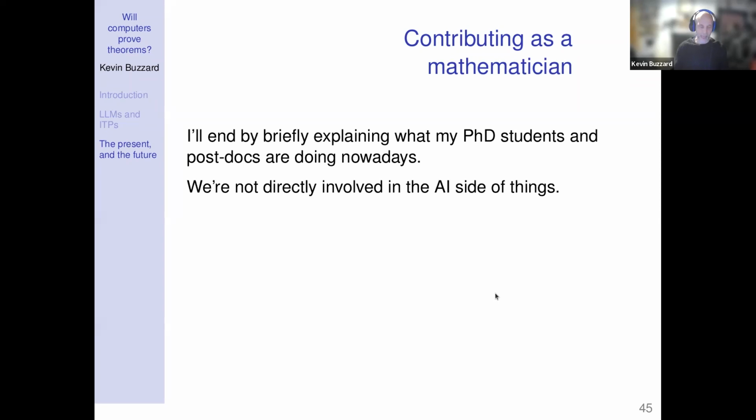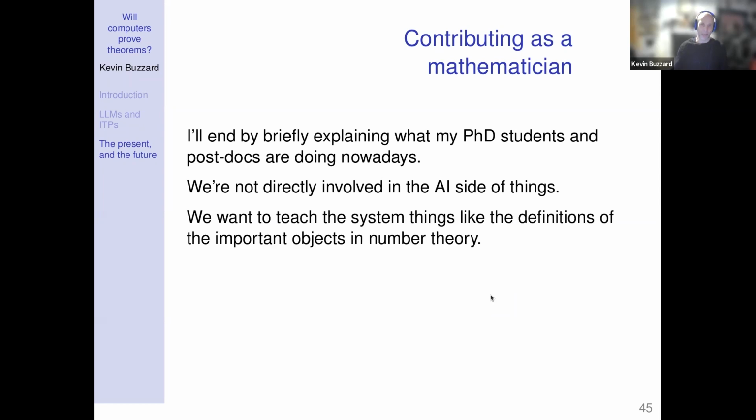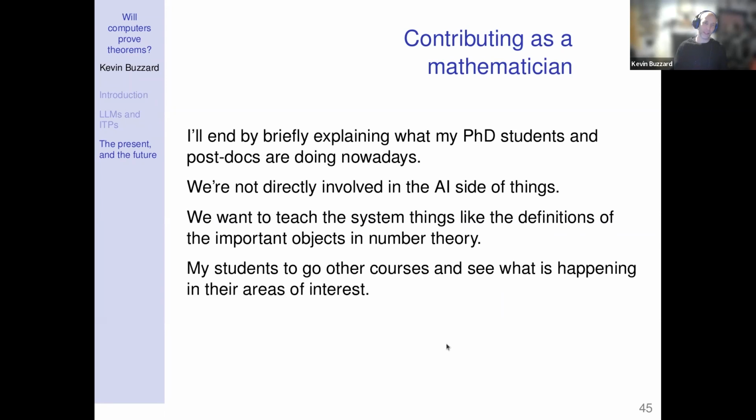So we're not doing AI stuff. If you want to do AI things, you probably need to go to a computer science department. But we are building Lean's mathematics library. So we're teaching a computer, or interactive proof system, the definitions of important objects in modern number theory.